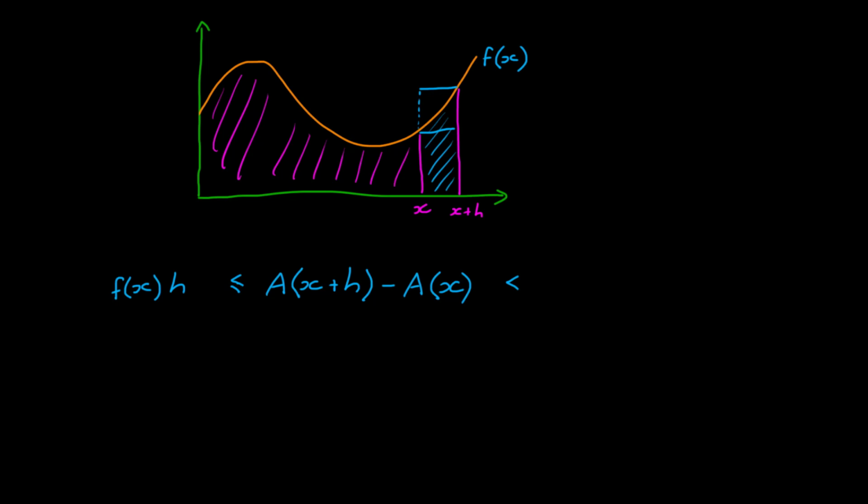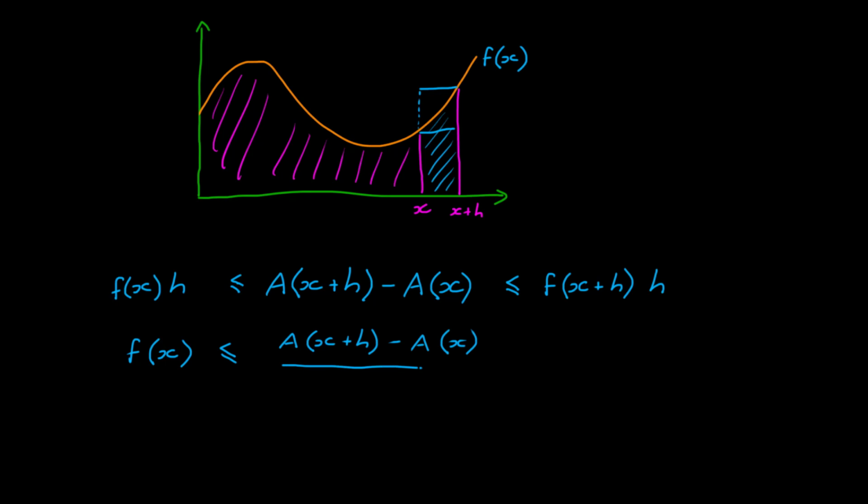And using right rectangles, we can get an upper limit because it will give us an overestimate. We use the function at x plus h and multiply by h. We know that the true value for that extra bit of area added on lies between these two boundary values. We can divide through by h to get that the function at x must be less than or equal to A of x plus h minus A of x, over h, which is then less than or equal to the function at x plus h.